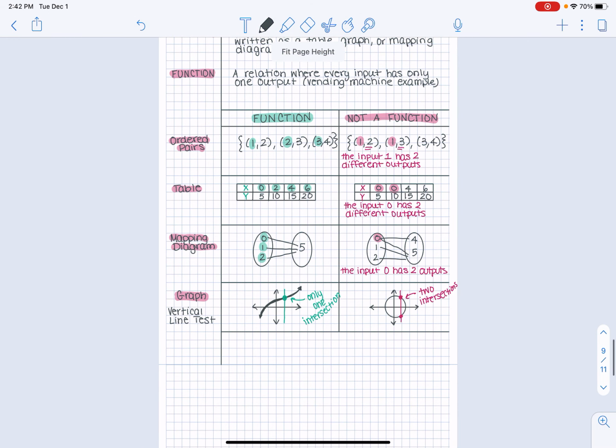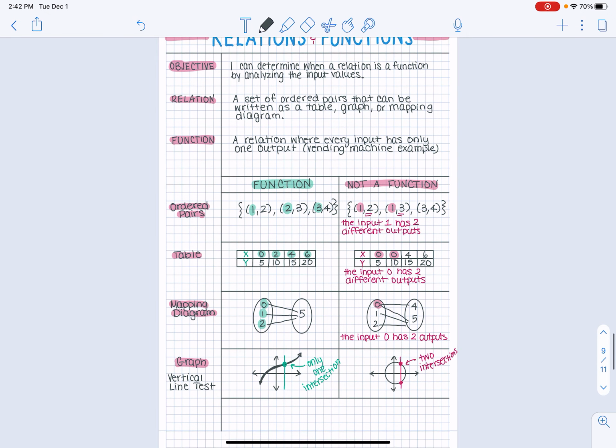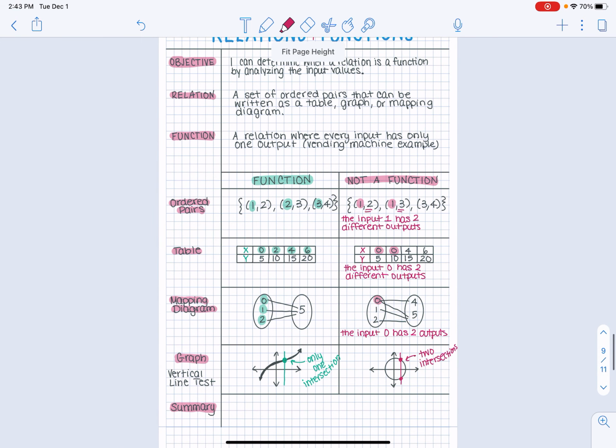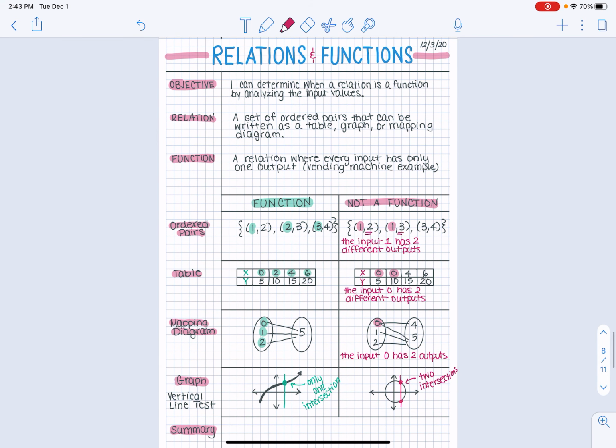So we have all of our notes now. The last thing I want you guys to do is write a 1 or 2 sentence summary of what we learned in our notes today, and then submit your notes as a picture on Google Classroom. But good job, guys. That was a lot, and I'm really proud of you guys for getting through that together with me.